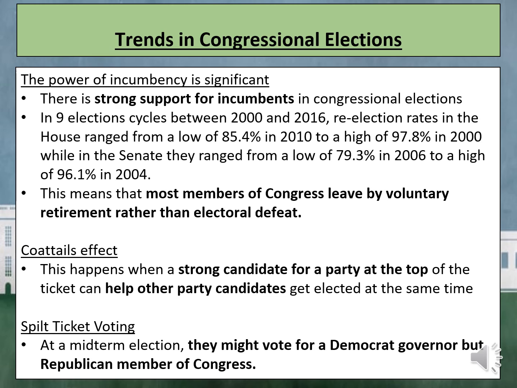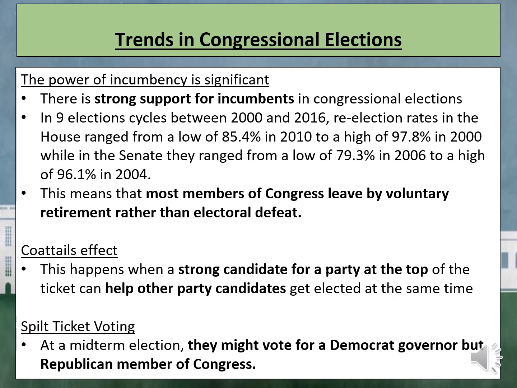Another trend is the coattails effect. This happens when a strong candidate for a party at the top of the ticket can help other party candidates get elected at the same time. Few modern presidents have enjoyed much in the way of a coattails effect since 1980, when Republican Ronald Reagan helped his party gain 33 seats in the House and 12 seats in the Senate, with no fewer than 9 incumbent Democrat senators being defeated.